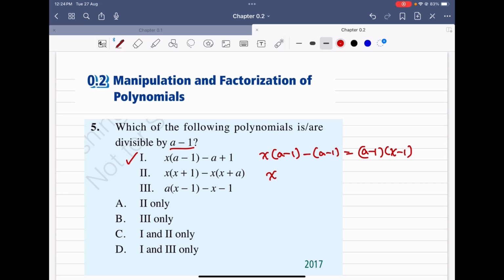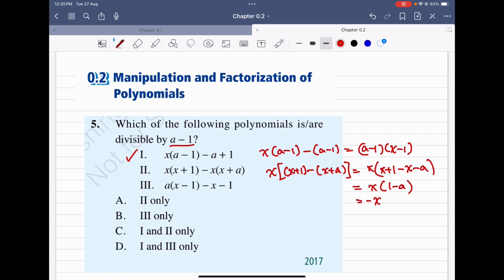Second term, x times that one. Then you can take out x as the common factor, and then you have x plus 1 minus the bracket of x plus a. So you have to simplify the term inside the square bracket. It is x plus 1 minus x minus a. So it is x times (1 minus a). And for 1 minus a, you can think of it as taking out the negative sign. If you take out the negative sign, it is actually a minus 1. Okay, if this is too fast, you can think of it as a minus 1 plus a, and then this is a minus 1. So this is also divisible by a minus 1.